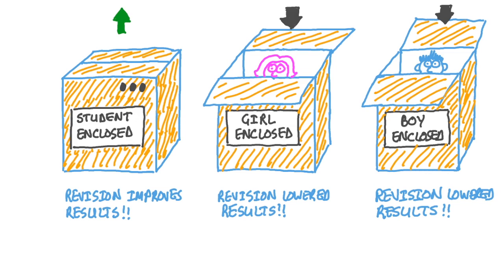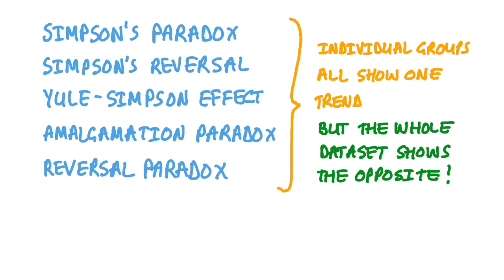It's clearly nonsense. It turns out that this statistically strange situation is relatively uncommon, but it does happen from time to time, and it's known as Simpson's paradox. Some people call it Simpson's reversal, or the Joule-Simpson effect, the amalgamation paradox, or the reversal paradox. It's when a consistent trend appears in some data when you look at individual groups separately, but a reversal of this trend appears when you combine all the data together.